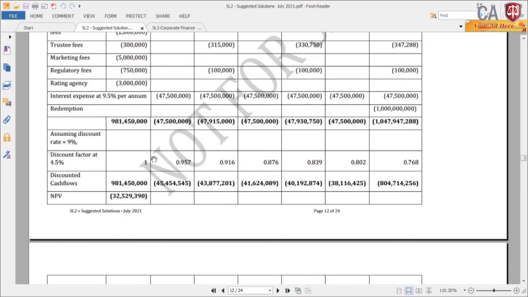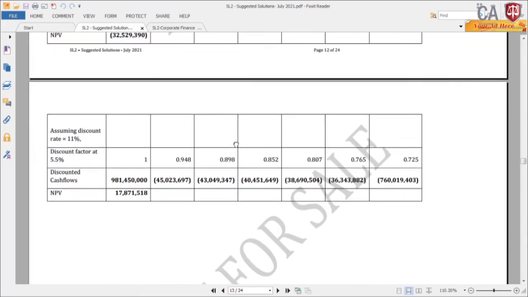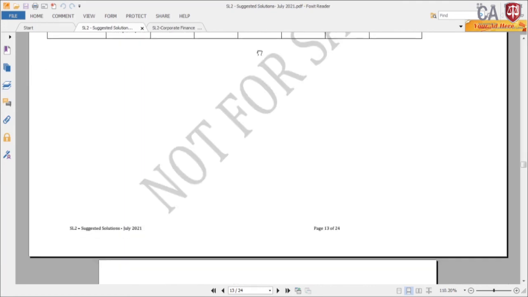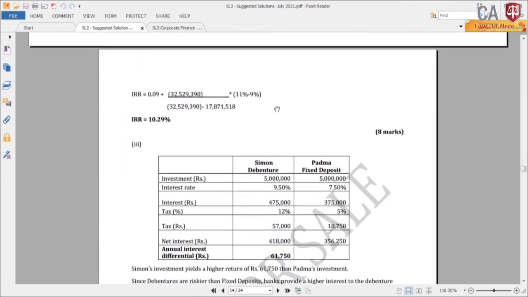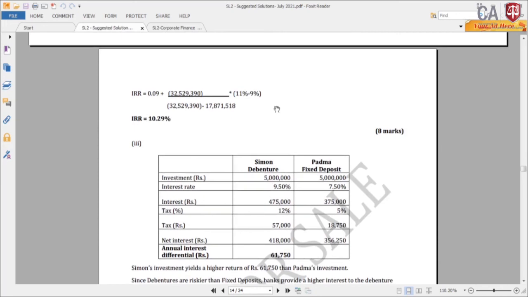So here they have taken 9%. You can see the 9%, that is the 1-year rate. So for the 6-month cash flows, it's 4.5. On that basis, your NPV is 32.5 million. Then you take another rate, 11%. So you have taken 9 and 11 for the annual rate. That is 4.5 and 5.5. So you get 17.8 million NPV. So there are two cash flows, NPVs are calculated. Then they calculate your IRR. So the IRR is coming to 10.29.